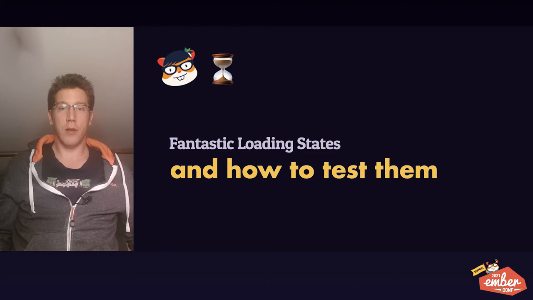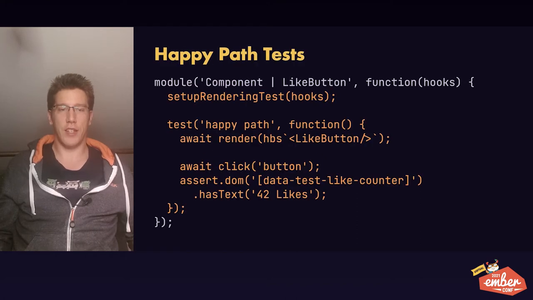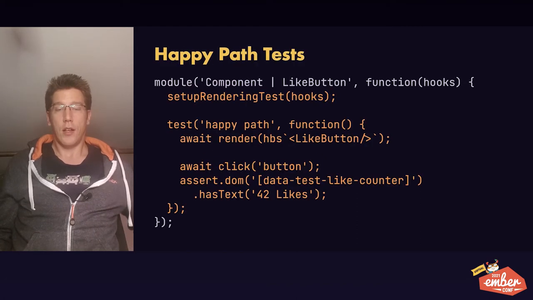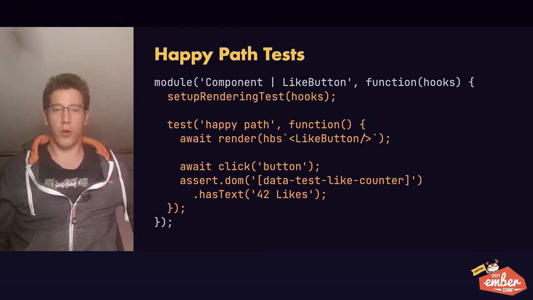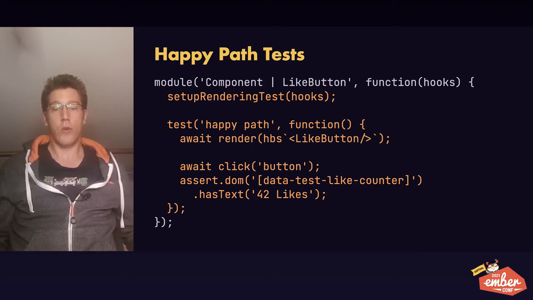Before we get to the error handling part of this talk, let's talk a bit about writing tests. So to get started, we will write a simple happy path test for our component. First, we call the setup rendering test helper function. We create a new test. We render our component. We click it. And then finally, we assert that the counter shows the expected number of likes.